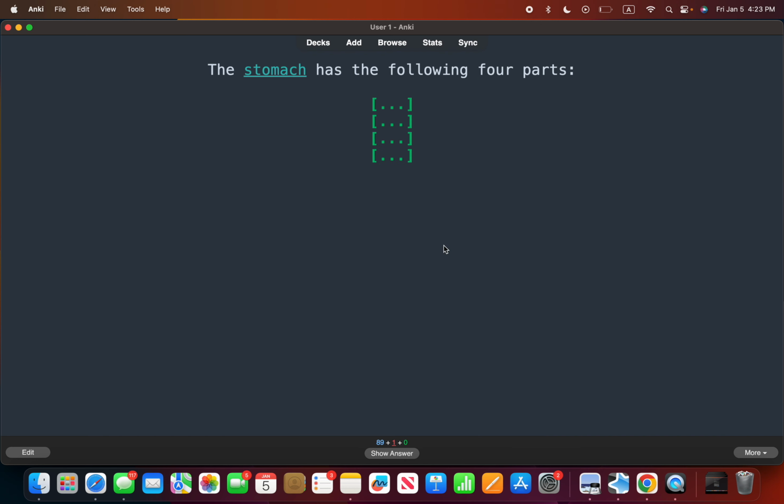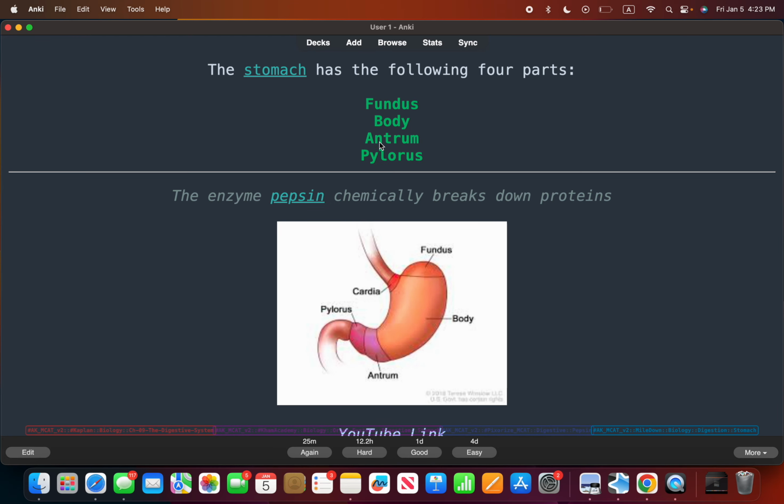Cool. The stomach has the following 4 parts. There's the body, there is the antrum, I believe that's the name. There is the pylorus, that is the end part, and there is, I forgot, fundus. So it was antrum, fundus. These names are tricky to memorize, to know.